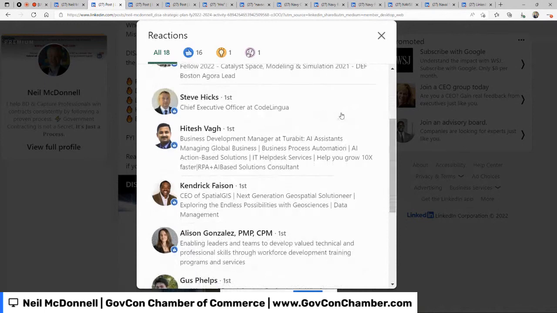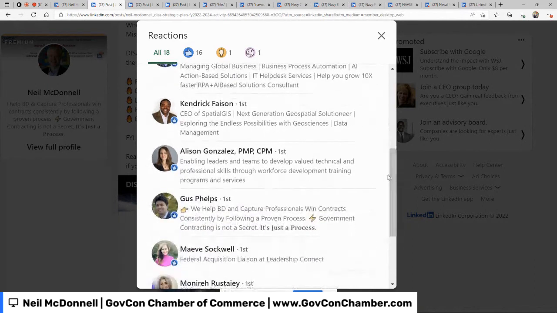You can see the next one's just a title. The next one starts with a title, but then tries to drop in things that might help you see what Hitesh does here with artificial intelligence assistance, IT help desk. So he's got some logos in there. I'm not here to critique people's headlines. It's more about, do they have any headline?